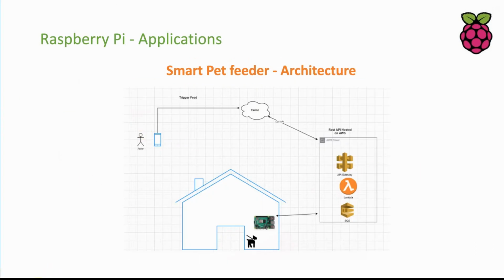When I say actor, this is me holding the mobile app. When I click a button, it goes to Twilio. Twilio is an API through which you can integrate telephone calls and SMS. That Twilio is talking to an API I have hosted on AWS. This API will be listened to by this Raspberry Pi, which is inside my house. And the dog comes and picks up the treat once it gets dispatched.